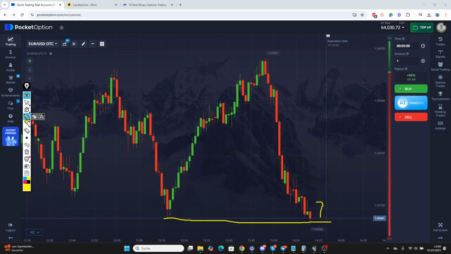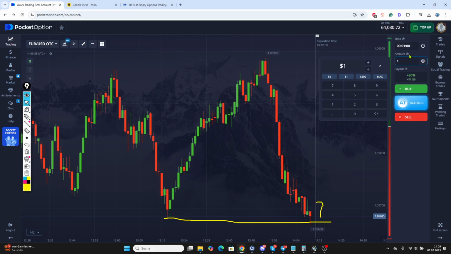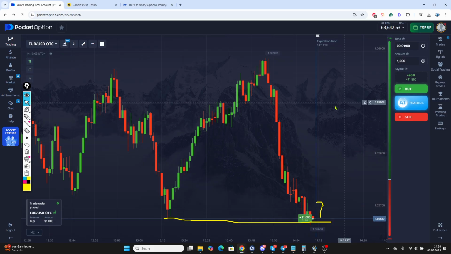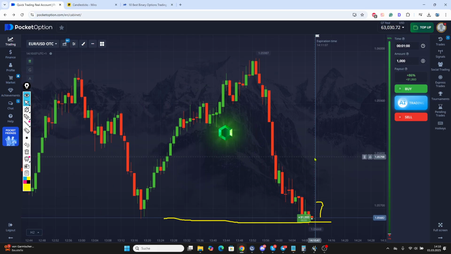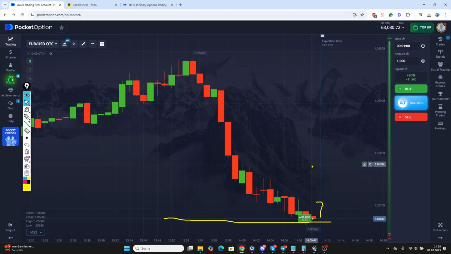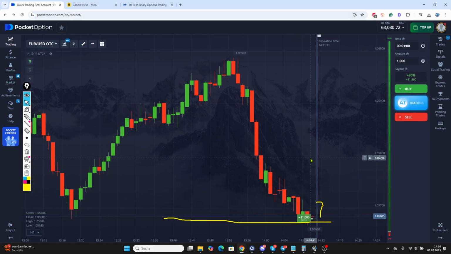And maybe we can do a trade here. We can do a live trade here. I want to go 1 minute. We set up $1,000. And let's go. I'm in here. I'm betting the next candle will be green. We will see if it works out.